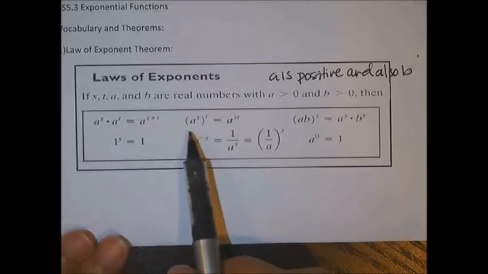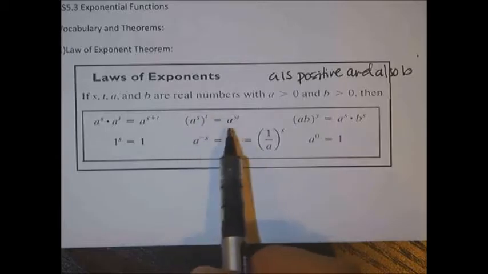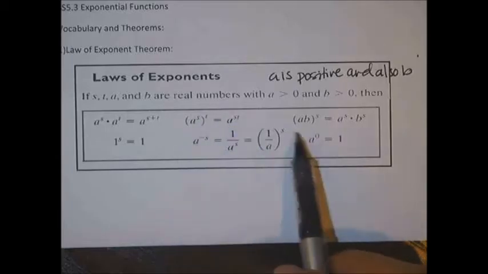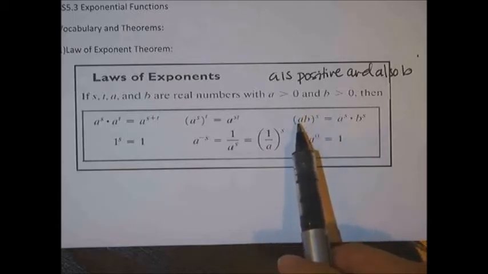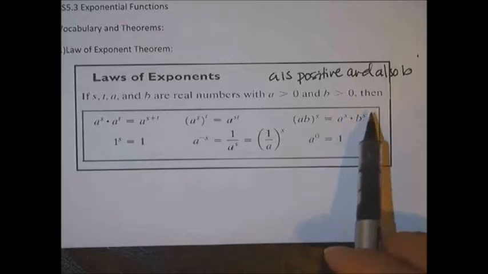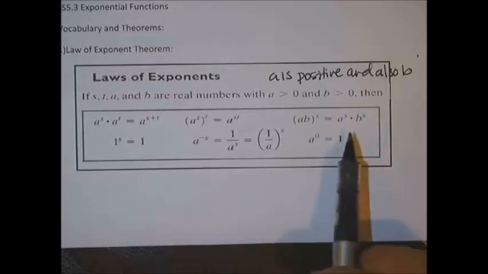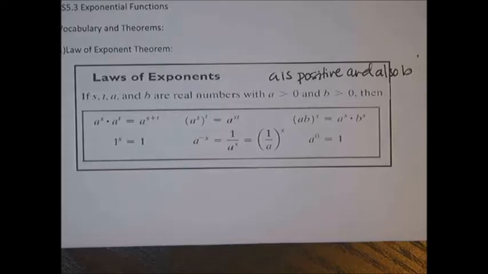A to the s, raised to the power of t, power to a power, we multiply the two powers. a times b to the s power, we can actually distribute the s, so it becomes a to the s times b to the s. We are not going to add the s's because base a and base b are not identical.